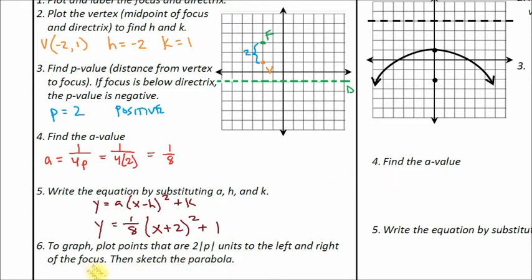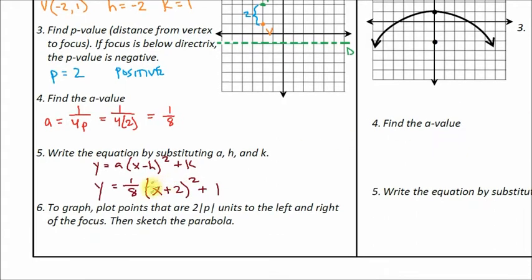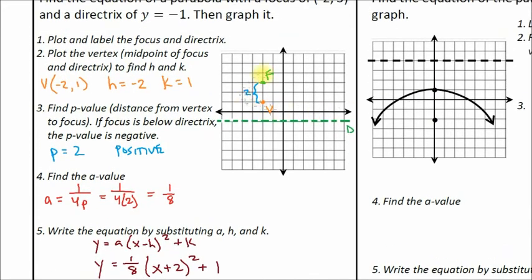And then the last thing is to graph this, because it's asking us to graph it. Yep, it says then graph it. Don't miss that part. Remember, to graph it, you're going to plot points that are 2 times the absolute value of p units to the left and right of the focus. So our p value is 2, so 2 times 2 is 4. So we're going to go ahead and plot 1, 2, 3, 4 units to the right, and 1, 2, 3, 4 units to the left.